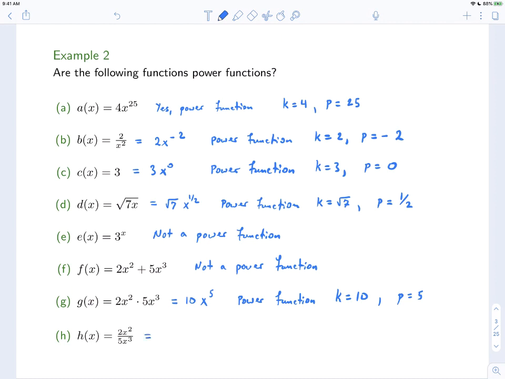If we rewrite this, well, there's not much you can do with the 2 over 5, but x squared divided by x cubed is 1 over x. But that is the same as 2 over 5 times x to the negative 1. This is a constant times x to a power, so this is a power function. In this case, k is equal to 2 over 5, and p is equal to negative 1. So it is a power function.